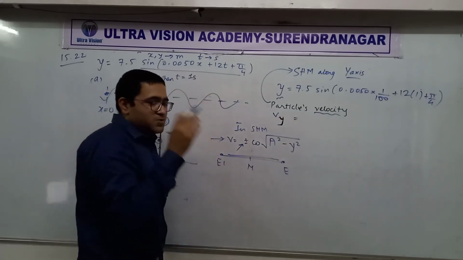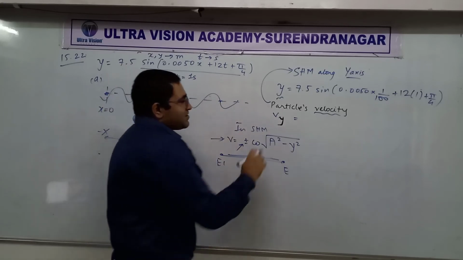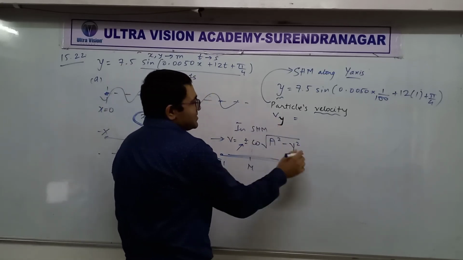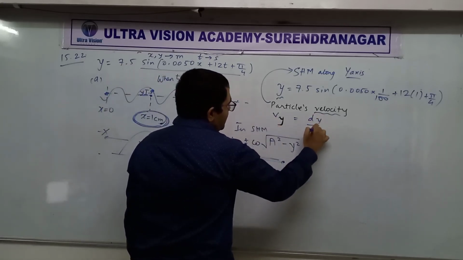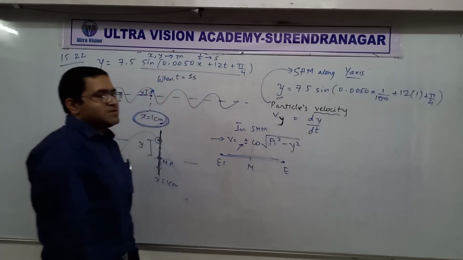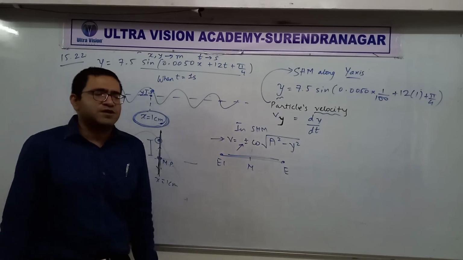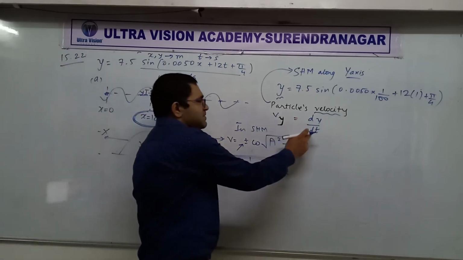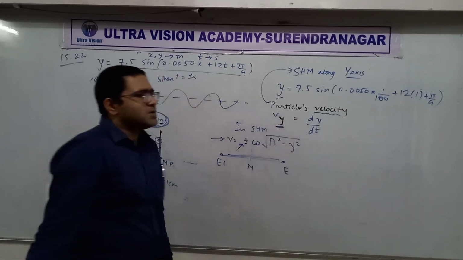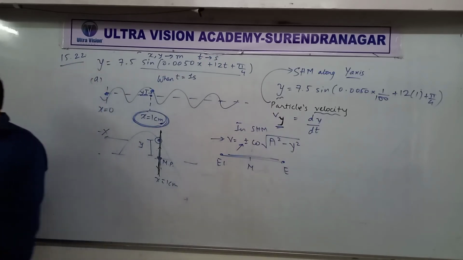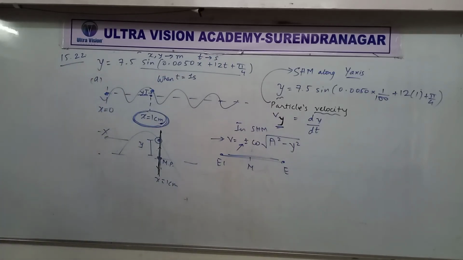But suppose you don't want to do all that, simple way, velocity can be written as differentiation of y with respect to time. Clear or not clear? Velocity can be written as differentiation of y with respect to time, because this is the y component. Okay or not okay?